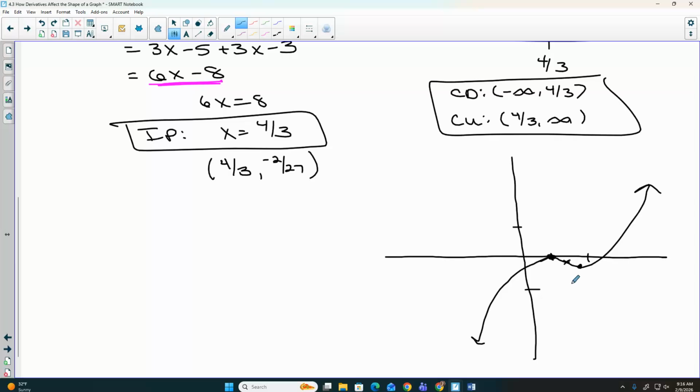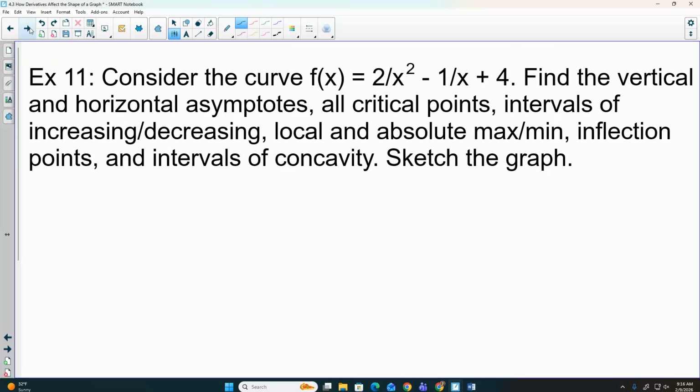Questions on that one? So sometimes the hardest part is putting all that stuff together on the graph. Start with any concrete points. Think about your concavity last.